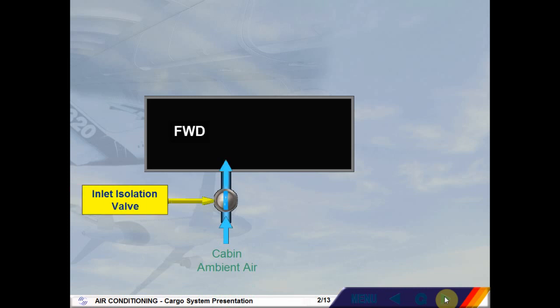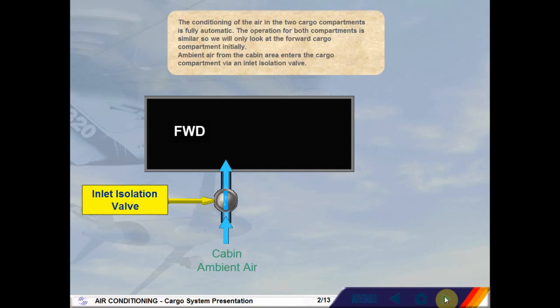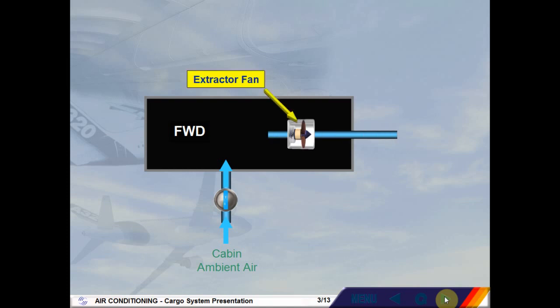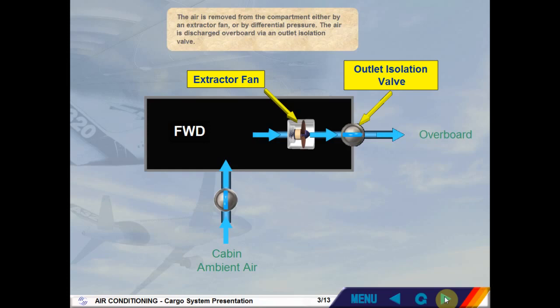Ambient air from the cabin area enters the cargo compartment via an inlet isolation valve. The air is removed from the compartment either by an extractor fan or by differential pressure. The air is discharged overboard via an outlet isolation valve.